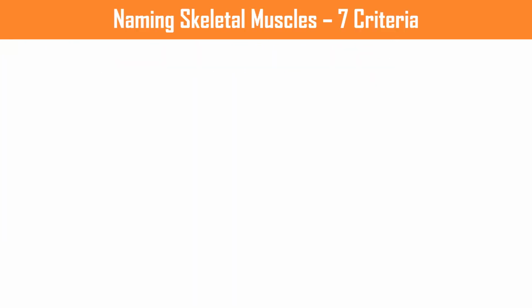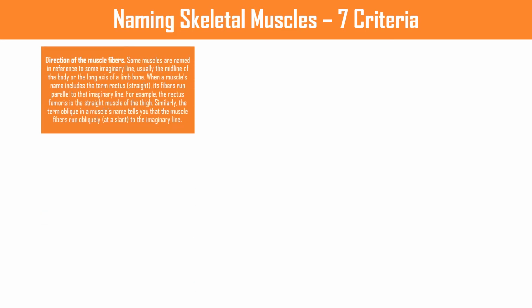Naming skeletal muscles. There are seven criteria used when naming the skeletal muscle. The first one is the direction of muscle fiber. Some muscles are named in reference to some imaginary line, usually the midline of the body or the long axis of a limb bone. When a muscle's name includes the term rectus, which means straight, its fibers run parallel to the imaginary line. For example, rectus femoris is the straight muscle of the thigh.